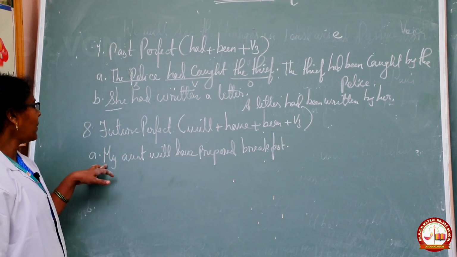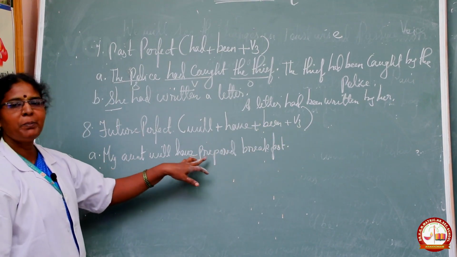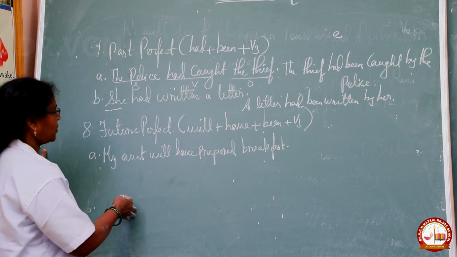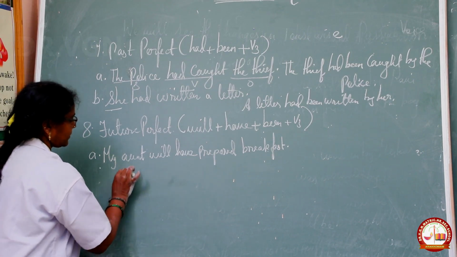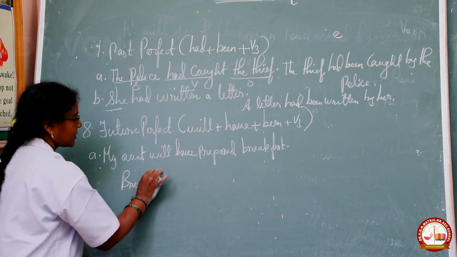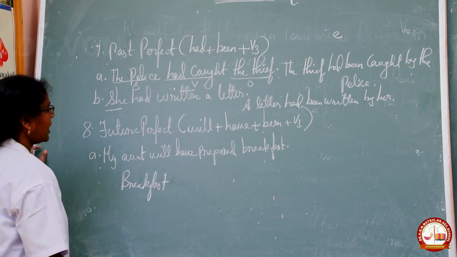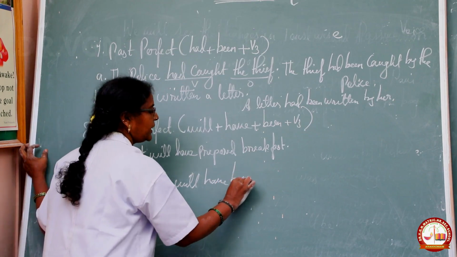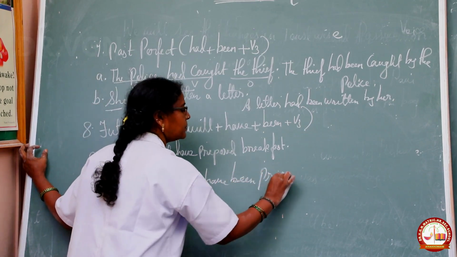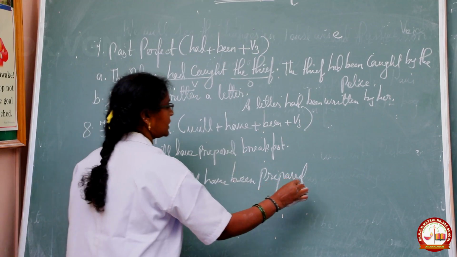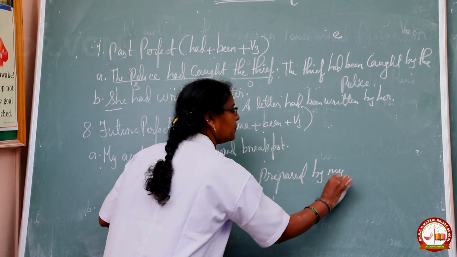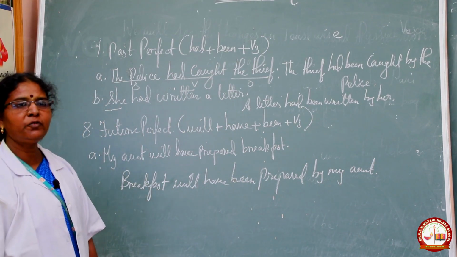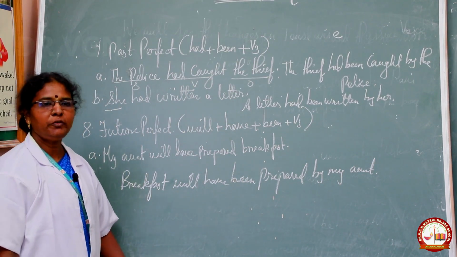So now change. My aunt will have prepared breakfast. So now you must change into future perfect in passive voice. So what is the answer? Breakfast will have been prepared by my aunt. So the eight forms of tense we have finished.